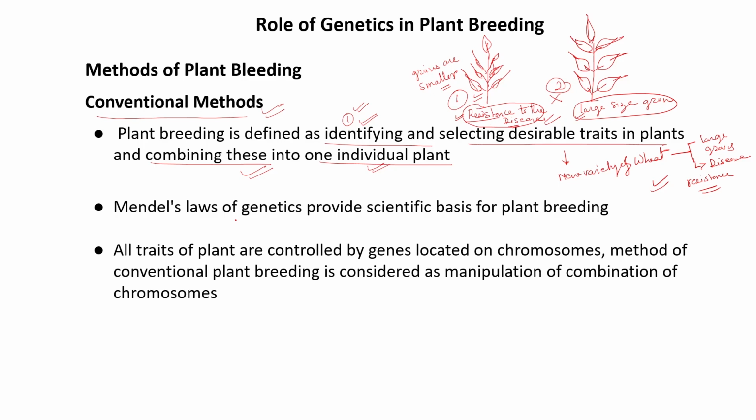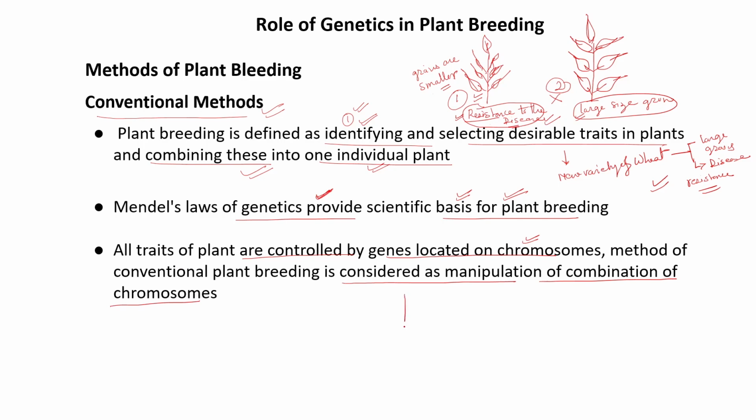Mendel's laws of genetics provide the scientific basis for plant breeding. So Mendel's experiment and results are a basis for plant breeding. That is an important point. All traits of the plants are controlled by the genes located on the chromosomes. So the method of conventional plant breeding is considered as manipulation of the combination of the chromosomes.